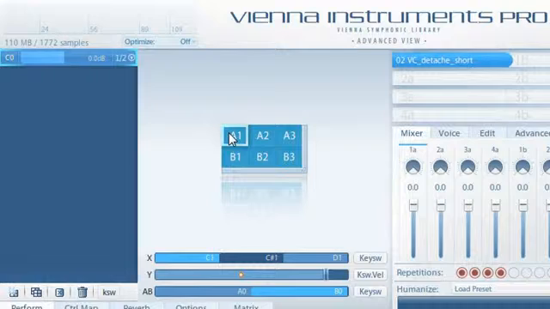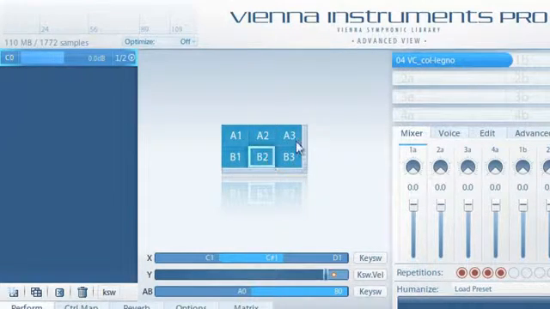Depending on whether the key switch is triggered with low or high velocity, I will switch between détaché and staccato on C1, pizzicato and col legno on C#1, and so forth.